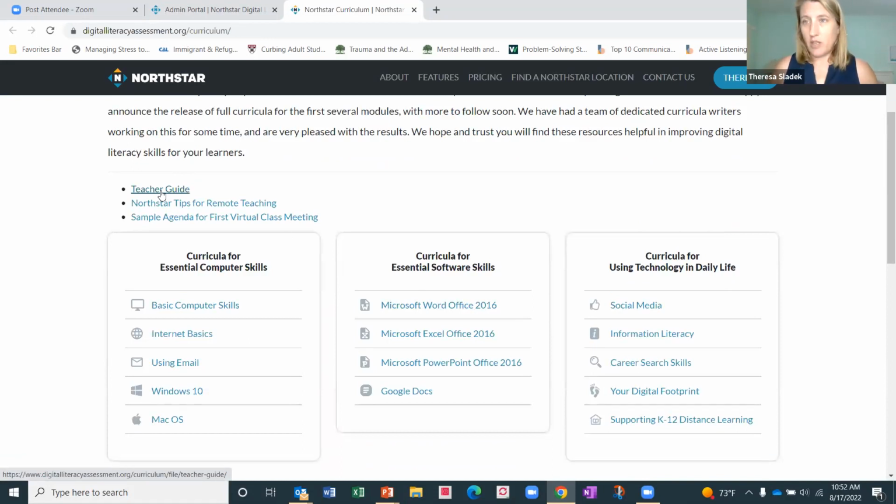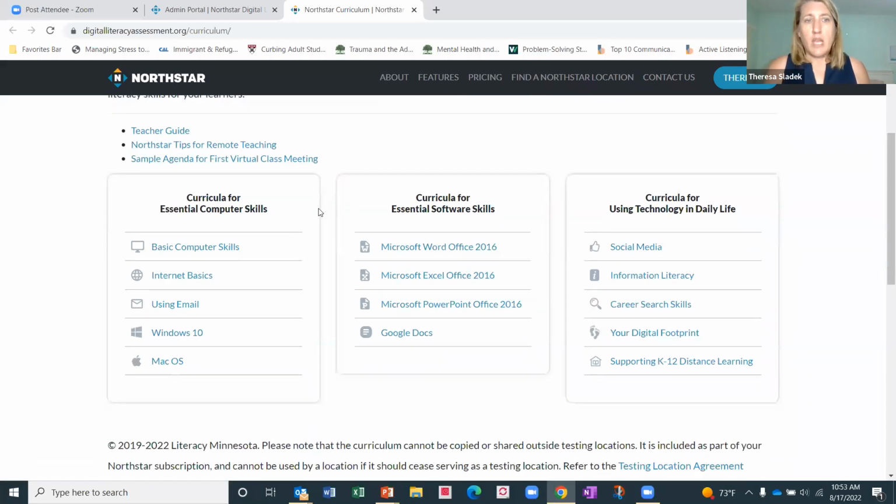As I mentioned, all the lessons in Northstar are arranged in the same way. They have the same components, and the teacher guide can walk you through those different components. Whether you are an experienced teacher or just starting out, you might want to take a look at it to see what the components are and how best to use them in your instruction. We'll go through some of those today as well. Then here are all the curriculum units.